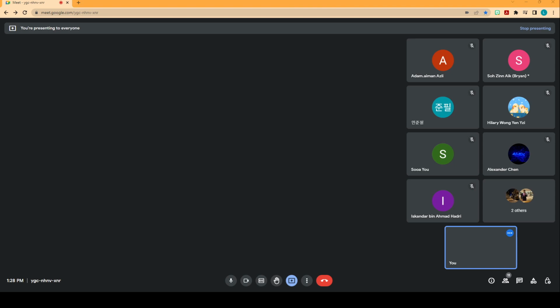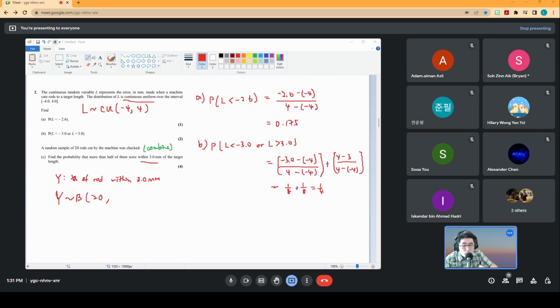Can anyone tell me the p-value, the probability of success? Is it 3 over 4? Very good. It is 3 over 4 because the top part already helped you to sort out the answer. So students need to know whether the information is actually related or not. Within 3.0 mm is the complement of the question from B. Therefore, over here, more than half.